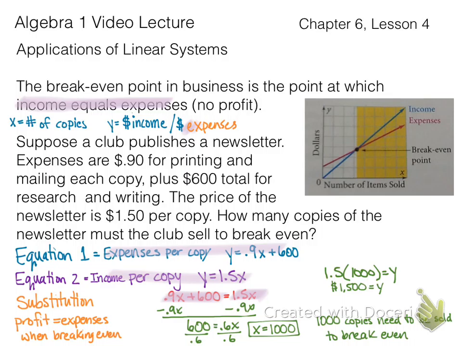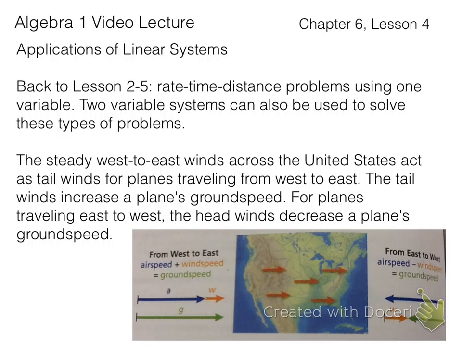All right, next type of problem. Back to lesson 2.5, which is a rate times distance problem using one variable. Instead, for this lesson, we're going to use two variables, and a two-variable system can also be used to solve these types of problems. All right, but there's some important things you need to know about the United States.